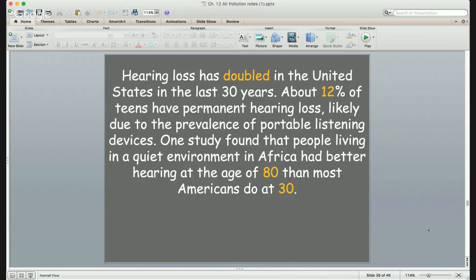So people who are in their 30s are losing their hearing here in the United States. When you compare to other places where they don't use these products, the portable listening devices like MP3 players and iPods and what have you, they actually have better hearing at the age of 80 than most Americans do at the age of 30.